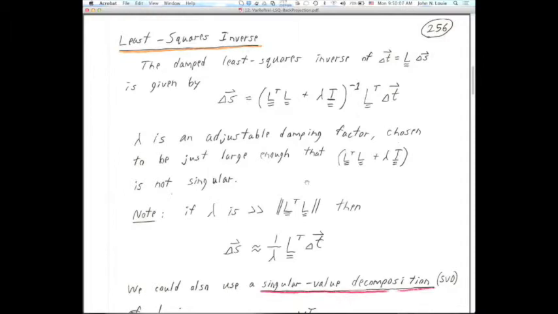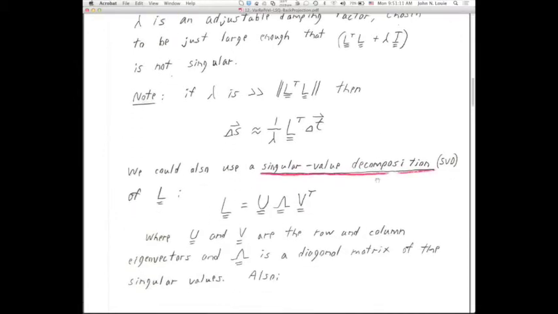Lambda, of course, is an adjustable damping factor. It's chosen to be just large enough that L transpose L plus lambda I is not singular. If you choose it very large, let's say you make lambda equal to the total variance of L transpose L, the correlation along these spikes, that's an overdamped solution, but notice that's still going to leave the tomographic result, which is L transpose delta T. No matter what we do for this inverse here, it's just some scaling. So overdamping can still work. We'll talk about that more later.